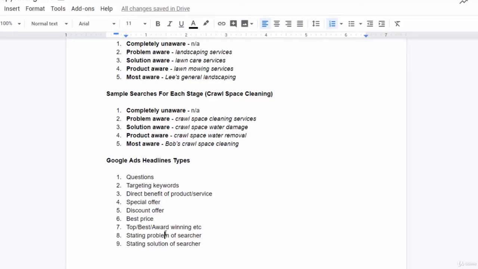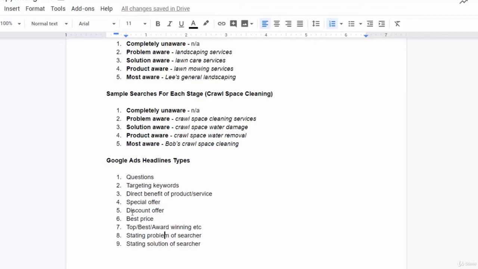If we go to number 8 here, we can say something like, do you have water in your crawl space? And then stating the solution, where you can say something like, remove that water from your crawl space ASAP, or get that water out of your crawl space, right? Things like that, where we're talking individually to the searcher based on these headline types. So this is what you can use to write your ads.